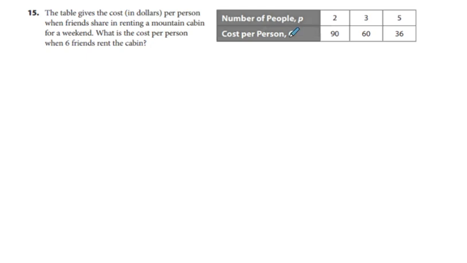So the general format is we have an inverse variation. We're asked what is the cost per person, which is C. So C is going to be equal to some constant variation over the number of people. So to find out what that constant variation is, which we're going to need to do to solve for 6 friends in place, we can use any of these points. I'm going to take the first one here, 2 and 90.